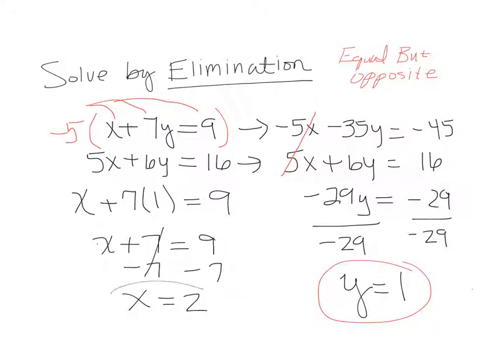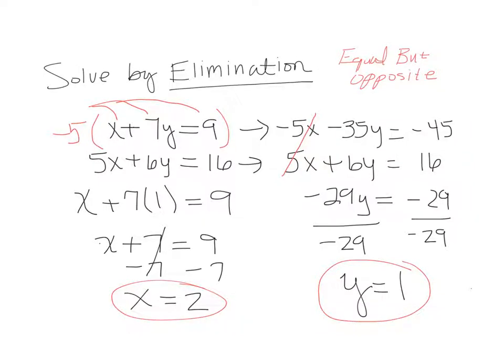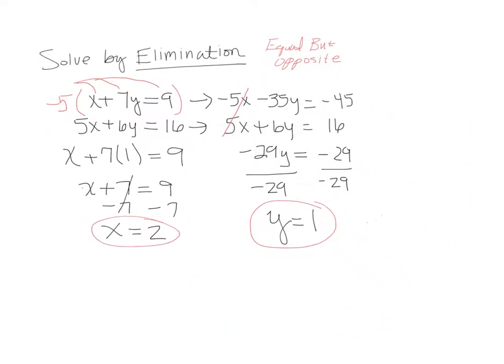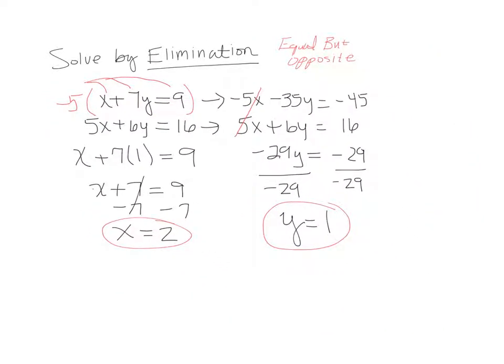So here is my ordered pair then. The ordered pair for this is (2, 1). So this system has one solution, and it is (2, 1). So this is where they intersect. Let's go ahead and take a look at one more example using the elimination method.